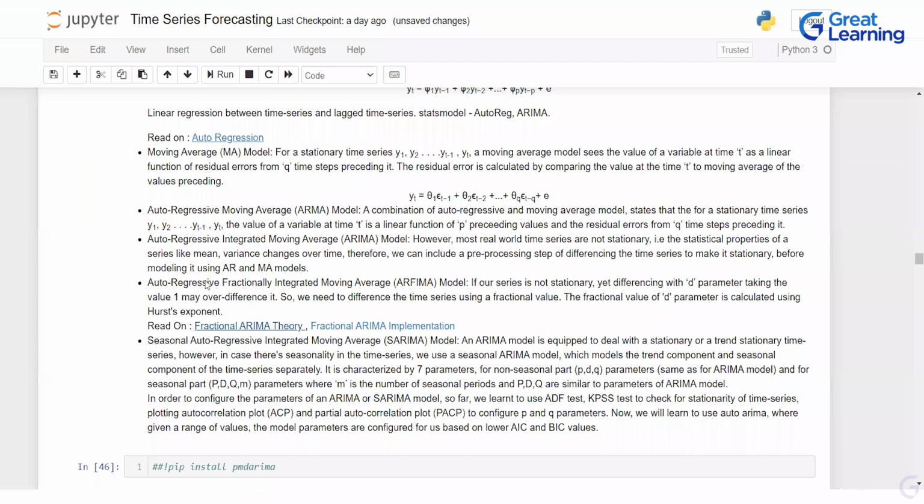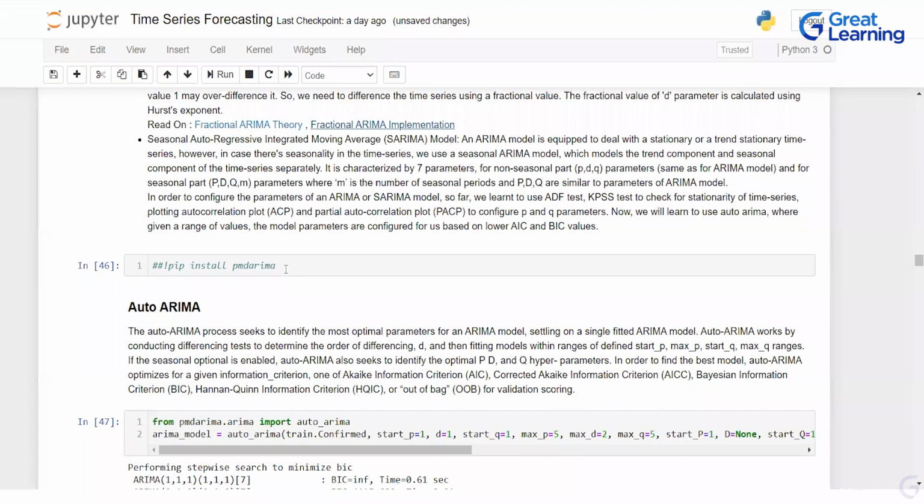Auto ARIMA is not handled in your basic time series. So you can install a library which is known as pmdarima. This is better than auto ARIMA. What you would have learned in your time series module is that we give a range and do a for loop multiple times and all those things.